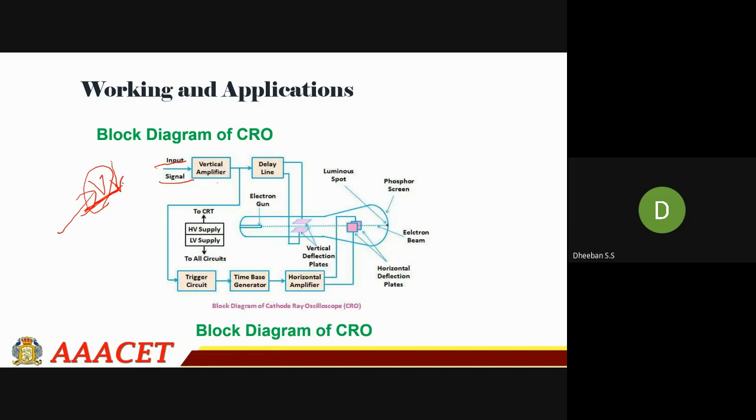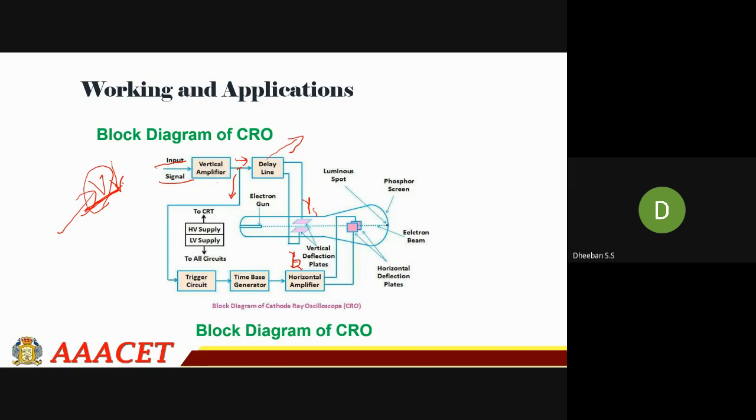From this vertical amplifier, there go two parts. One is to a delay line, that is, a delay circuit will be used, and another one is to a trigger circuit. So these are the main two things you have to consider. From the delay line, it will be given to the vertical deflection plates. We can take these plates as your y1 and y2 plates.